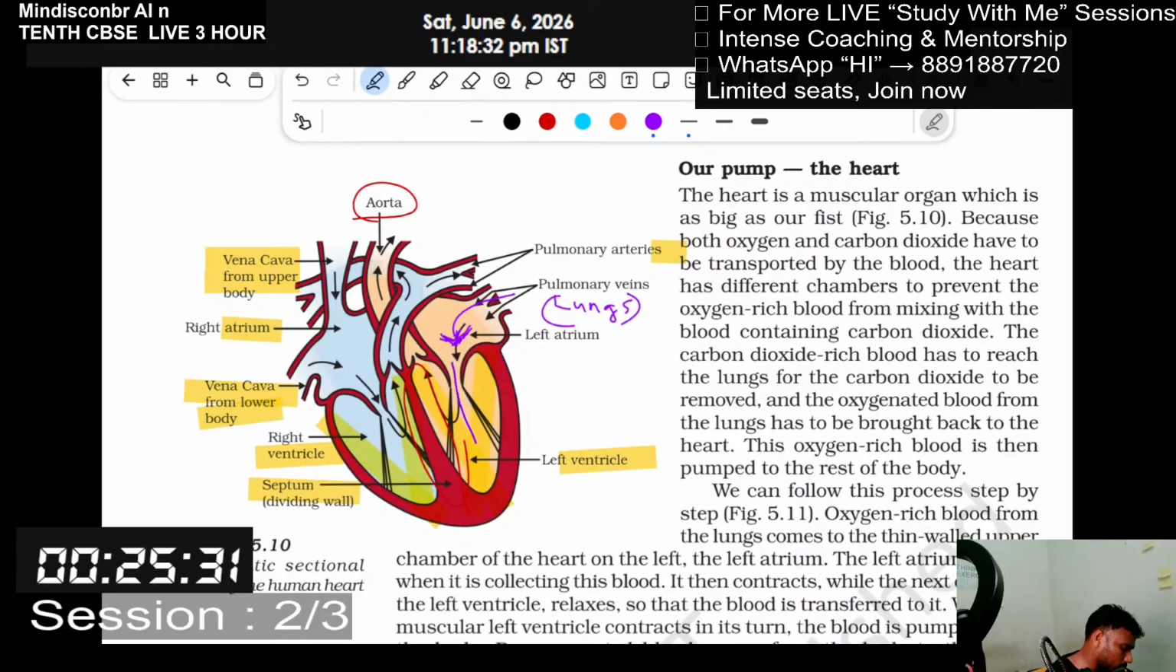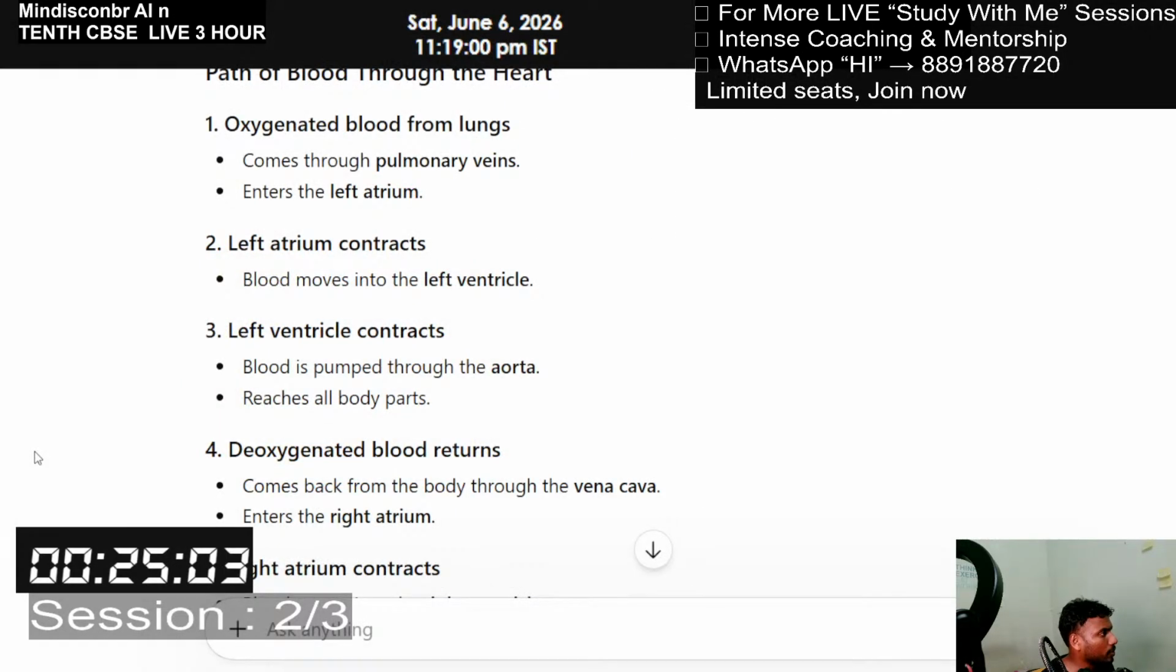Then from atrium it moves into ventricle. And what happens? The ventricle contracts. When we apply pressure, or it contracts, what happens? The blood present moves upwards and moves to the aorta, and through the aorta it goes to all body parts, and from there cellular respiration occurs.